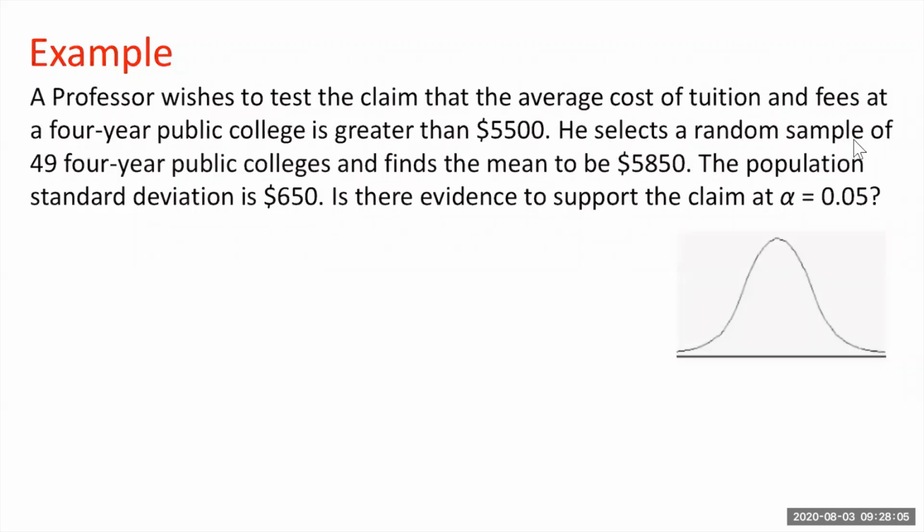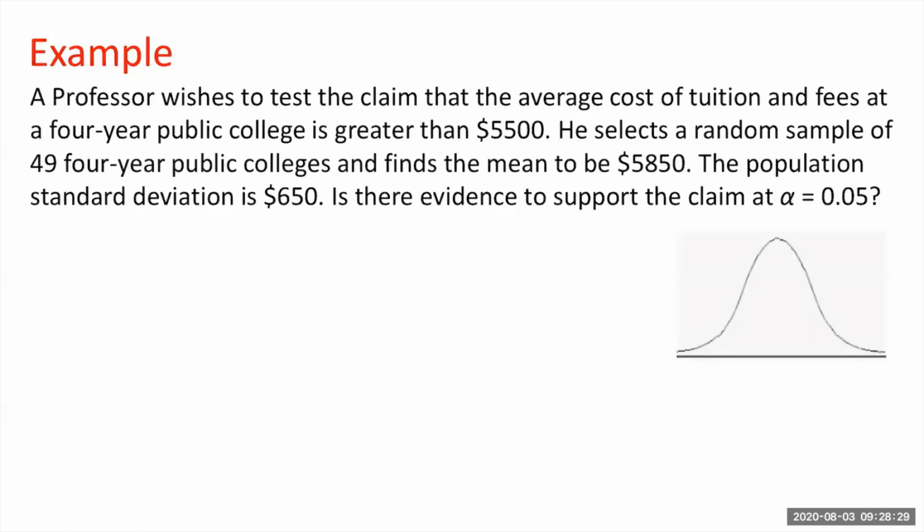He selects a random sample of 49 4-year public colleges and finds the mean to be 5,850. The population standard deviation is 650. Is there evidence to support the claim at 5% significance level, alpha equal to 0.05?